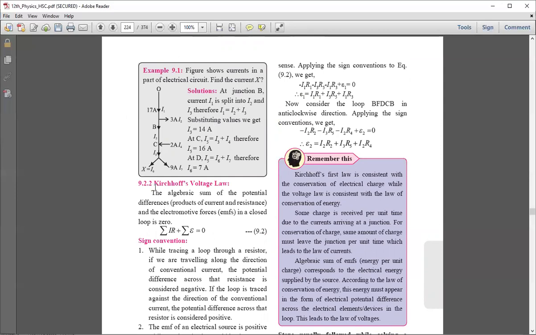We will cover Kirchhoff's voltage law in the next video, as it will require more explanation. It is a 3 marks question at maximum.